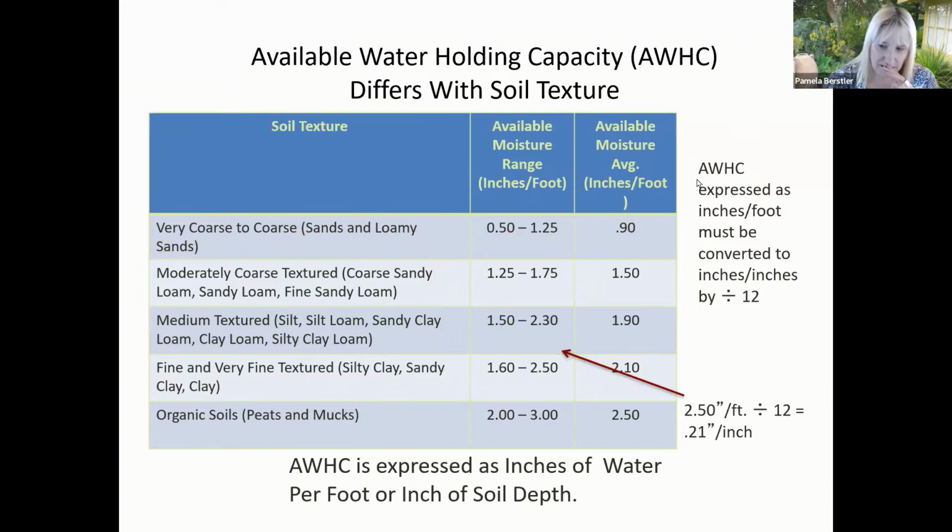So here's the deal. It's always expressed in inches per foot, but it's unusable to us in inches per foot. We are going to need inches per inch. So when you get a number that says available water holding capacity, look to see what the units are. Make sure that it has already been converted to inches per inch of soil. And if it hasn't, if it still is in inches per foot, divide it by 12 to come up with inches per inch.